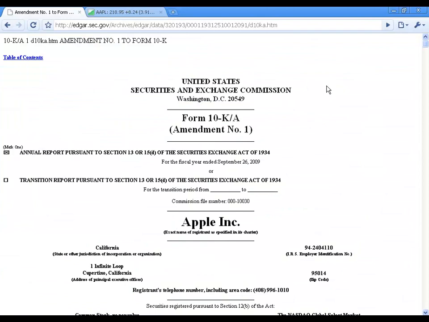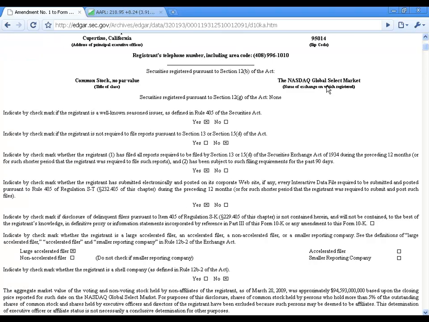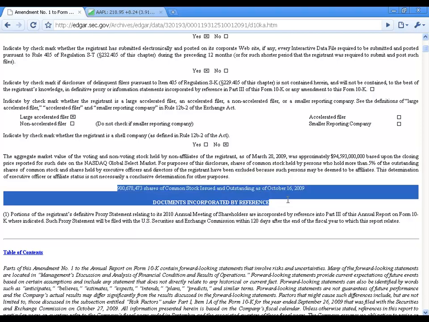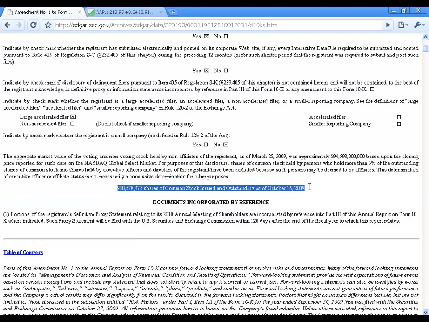I'm going to go to their 10K, there's a link to it right below this video. And the place that you usually find Apple's share count is toward the top of the 10K. Normally they have an indication of their shares outstanding right here. And sure enough, we see 900,678,473 shares of common stock issued and outstanding as of October 16th, 2009. So whenever we're analyzing a company, we generally like to pull the shares outstanding number from the very top of the annual or quarterly report that we're looking at.